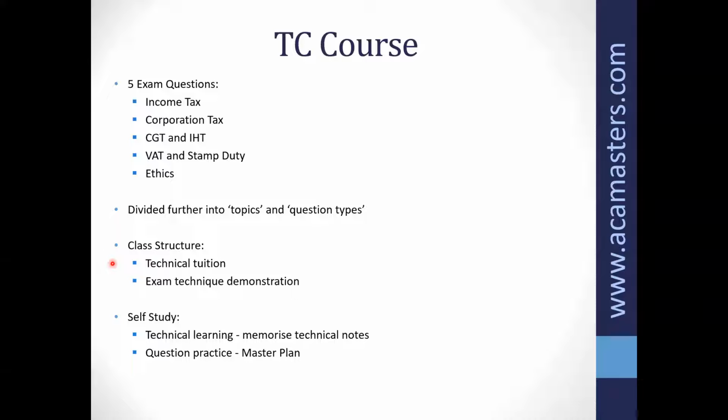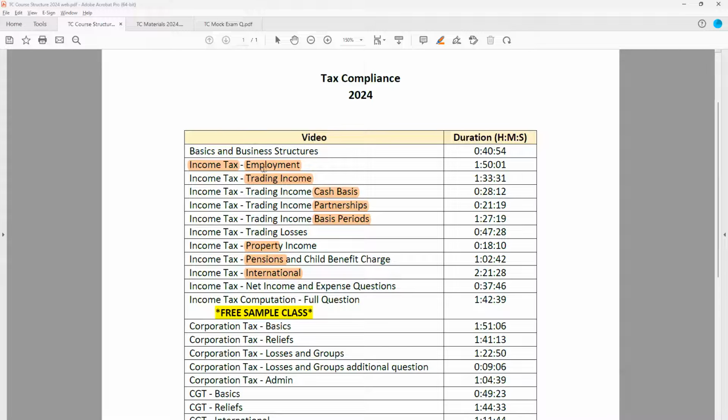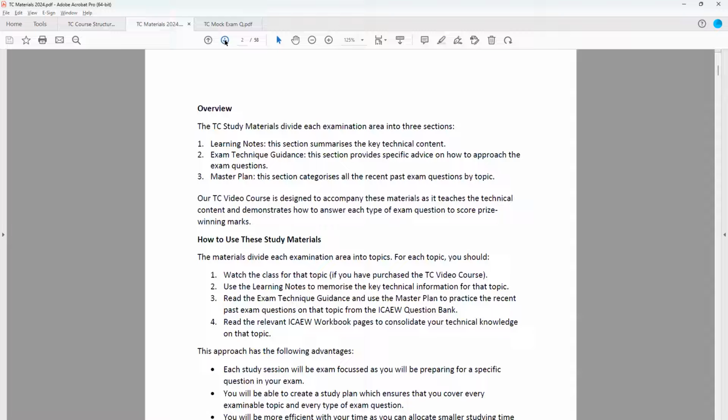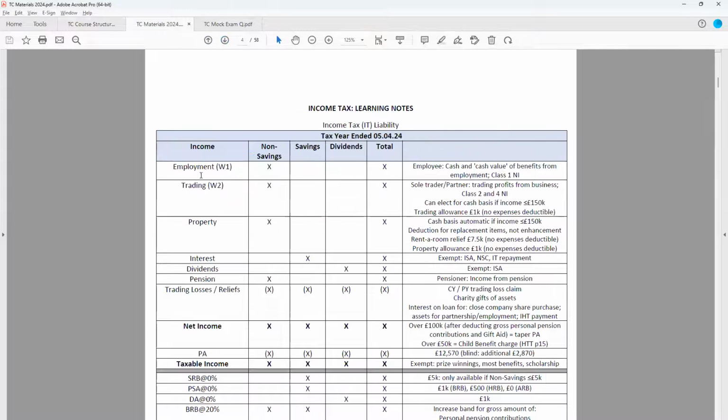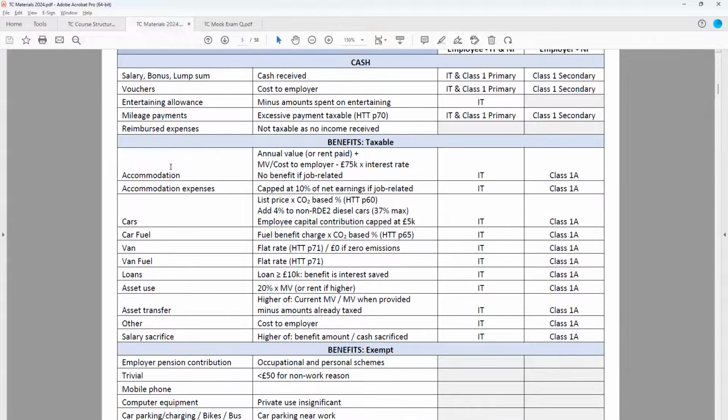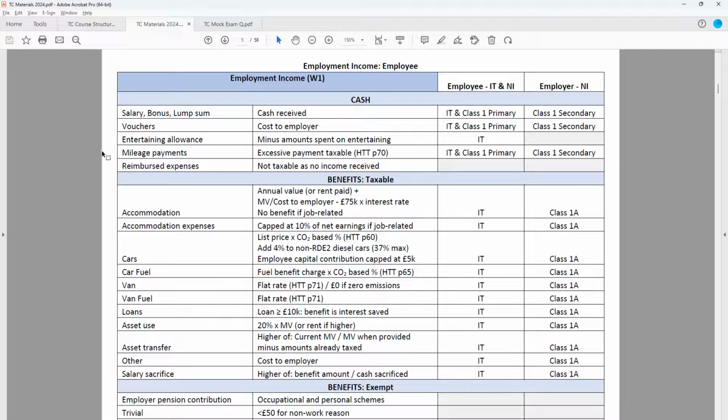And then for each class, I'll firstly begin by teaching you the key technical content in a nice simplified, easy to understand way. And then immediately after, I'll work through some recent exam questions so I can demonstrate the exam technique to use when answering questions. So if we take employment income, for example, I'll begin the class by explaining how employment income is taxed, how the amount is calculated, so amounts which are subject to income tax and amounts which are subject to national insurance, and explain how each of those amounts are calculated.